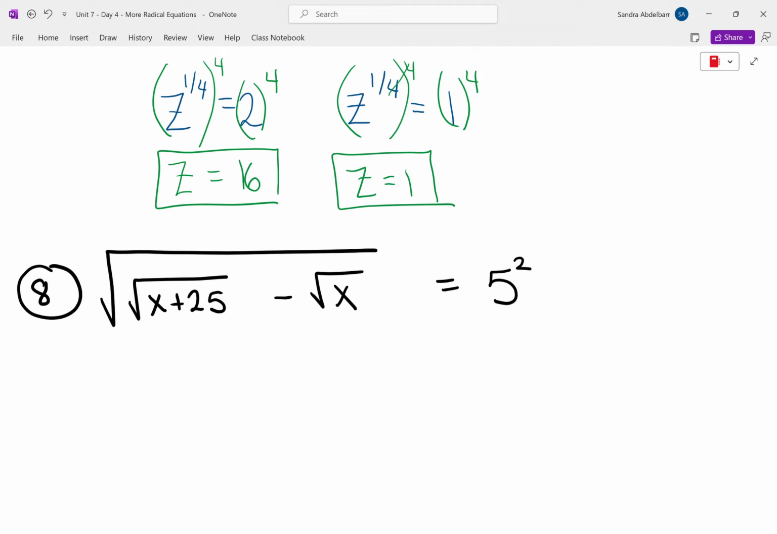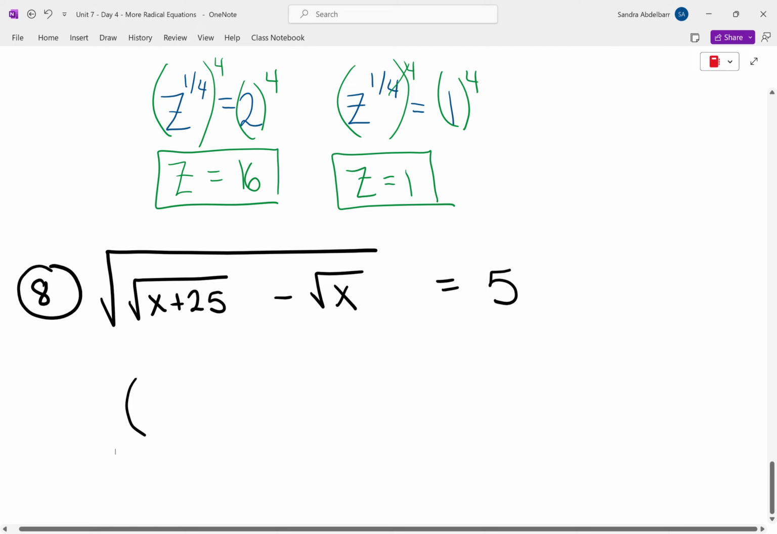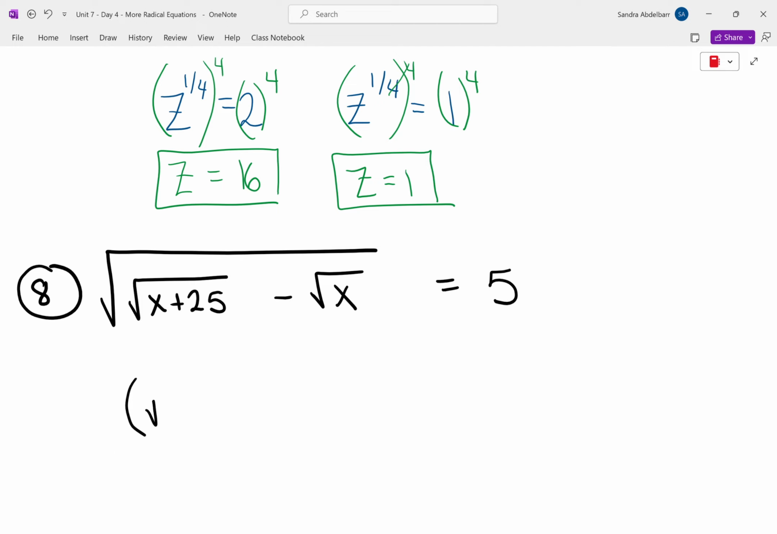Okay, so for number 8, I'm going step by step here. Oh, sorry, this is not 5 squared. This is just 5. So here I'm going to have the root of x plus 25 minus the root of x raised to the half equals 5.